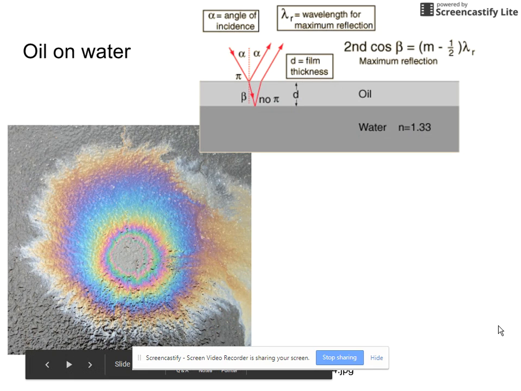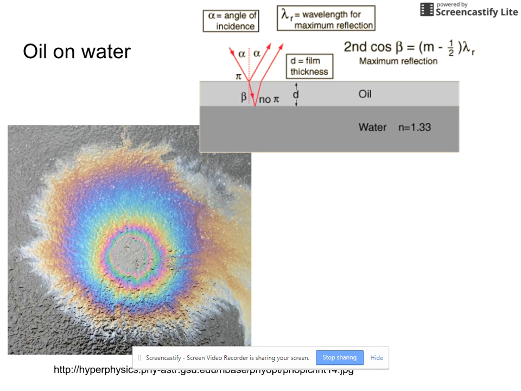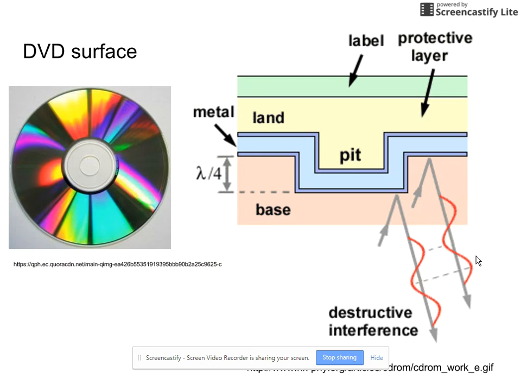Last one is if you've got oil on water. Again, you get reflection. There's a distance there that you've got. You'd have a phase change of pi on the top, and no phase change of pi at the bottom, depending on the refractive index of the oil compared to the water. It's generally a higher refractive index of oil than water. And with the different angles, you're getting different wavelengths reflected. And lastly, the DVD surface.